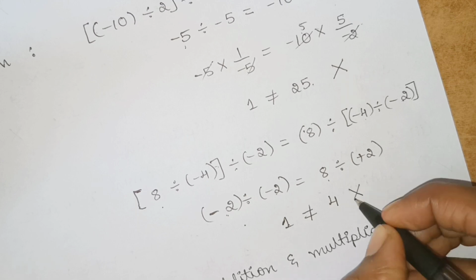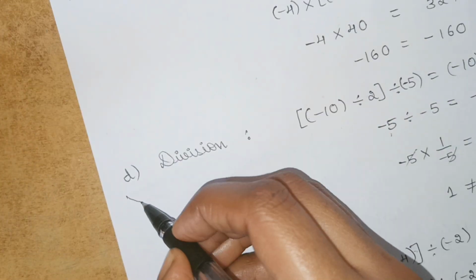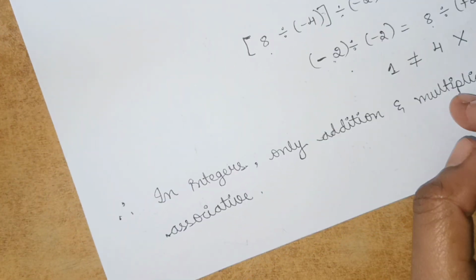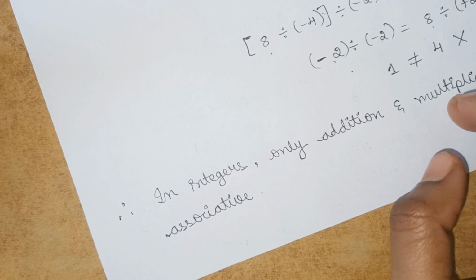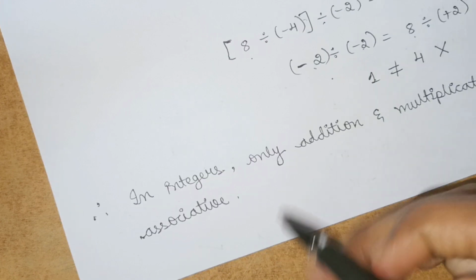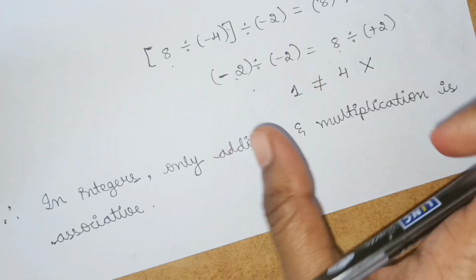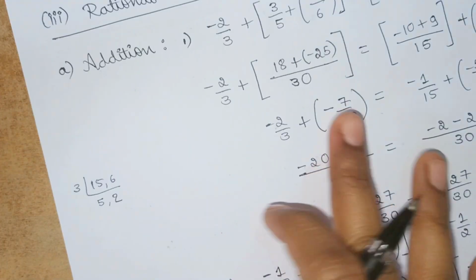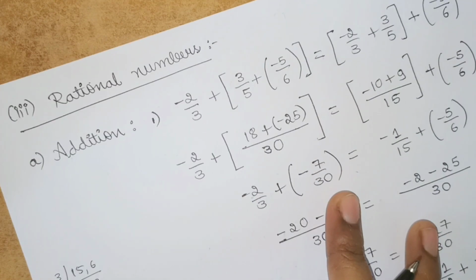So it is not equal. So division is not associative. So we can consider that in integers only addition and multiplication is associative. Okay. Now let's move on to the next set of numbers, which are rational numbers.